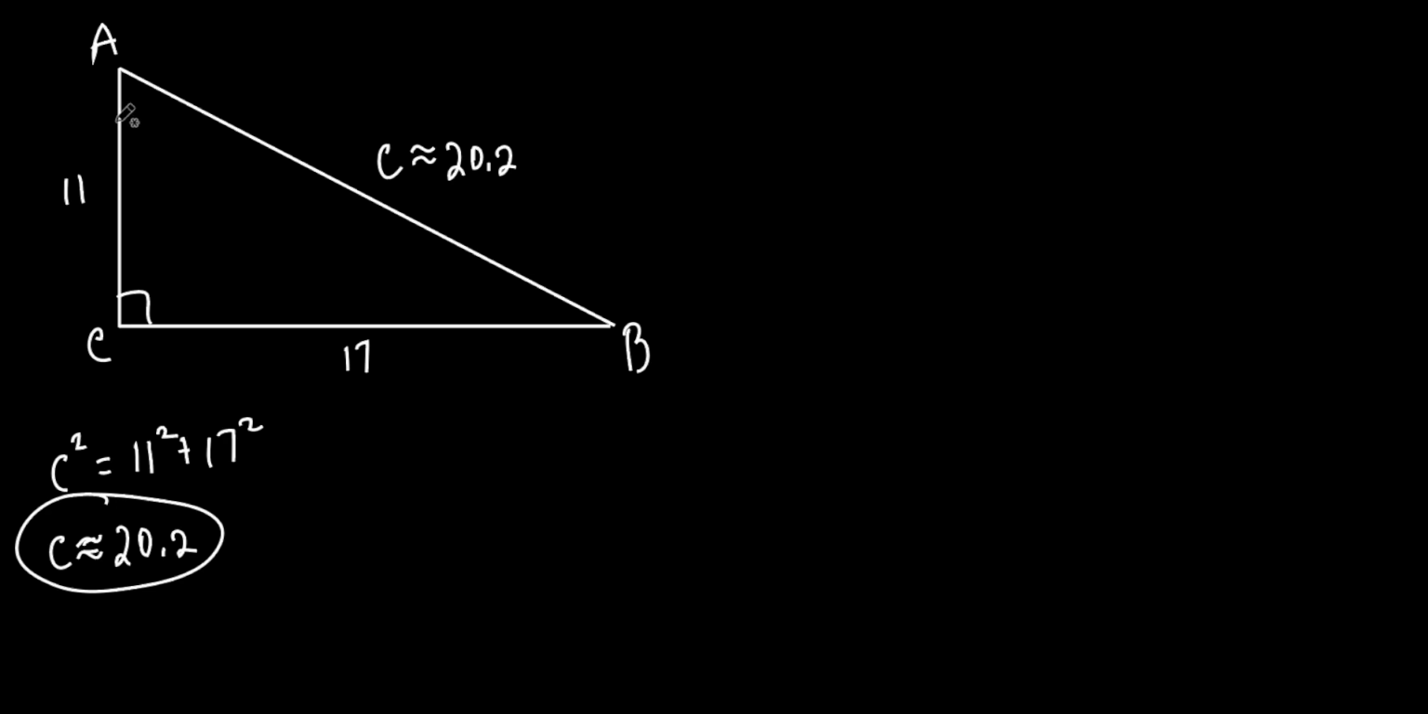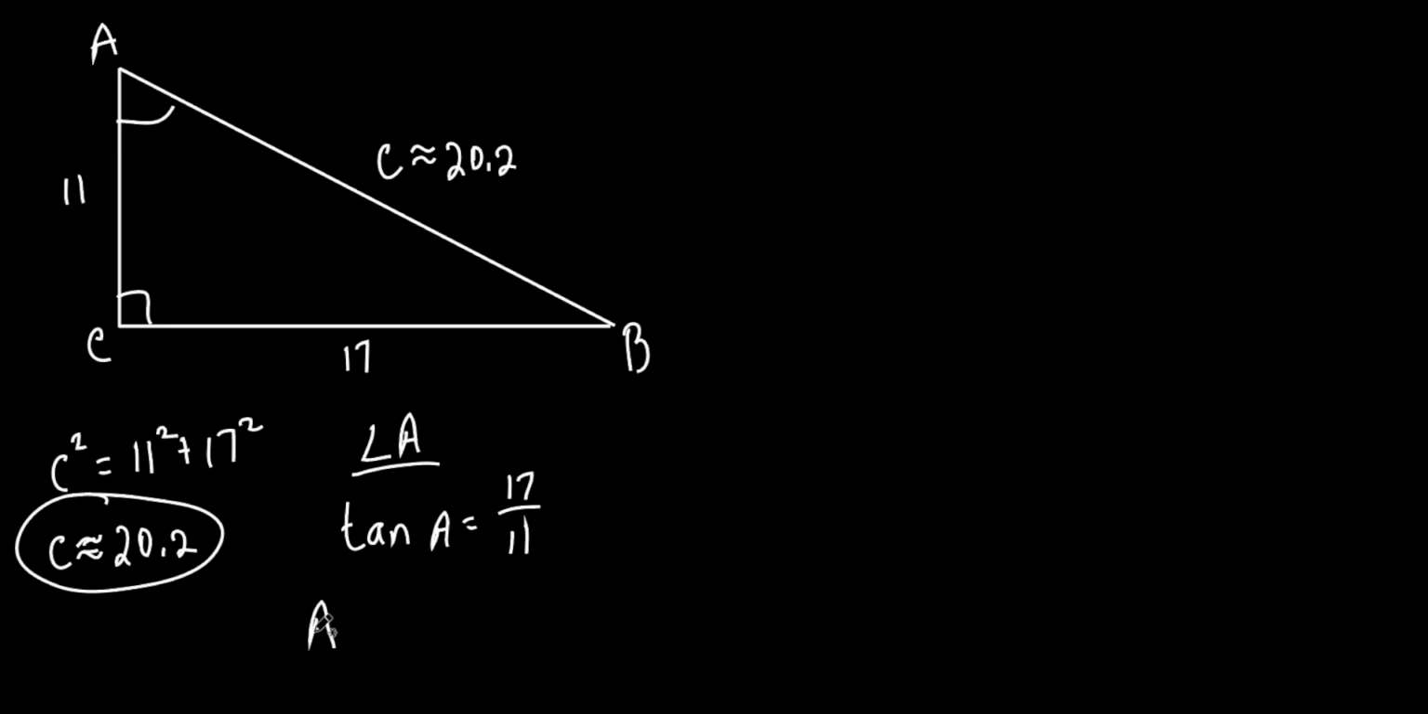So let's solve for angle A first. Look at the two sides they gave us originally, the 11 and the 17. What is the 11 to angle A? Adjacent. Which one is 17 to angle A? Opposite. So I've got opposite and adjacent. Which trig function am I going to use? Tangent, that's right. So the tangent of angle A equals the opposite, 17, over the adjacent, which is 11.